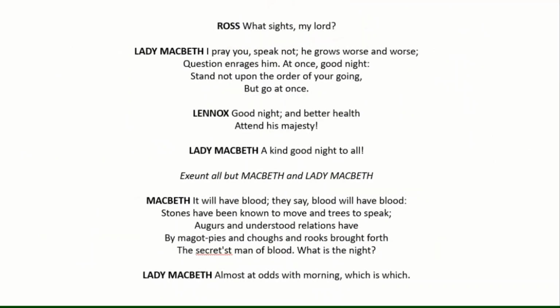Ross: What sights, my lord? Lady Macbeth: I pray you, speak not, he grows worse and worse, question enrages him. At once, good night. Stand not upon the order of your going, but go at once. Lennox: Good night, and better health attend his majesty. Lady Macbeth: A kind good night to all. Exeunt all but Macbeth and Lady Macbeth.